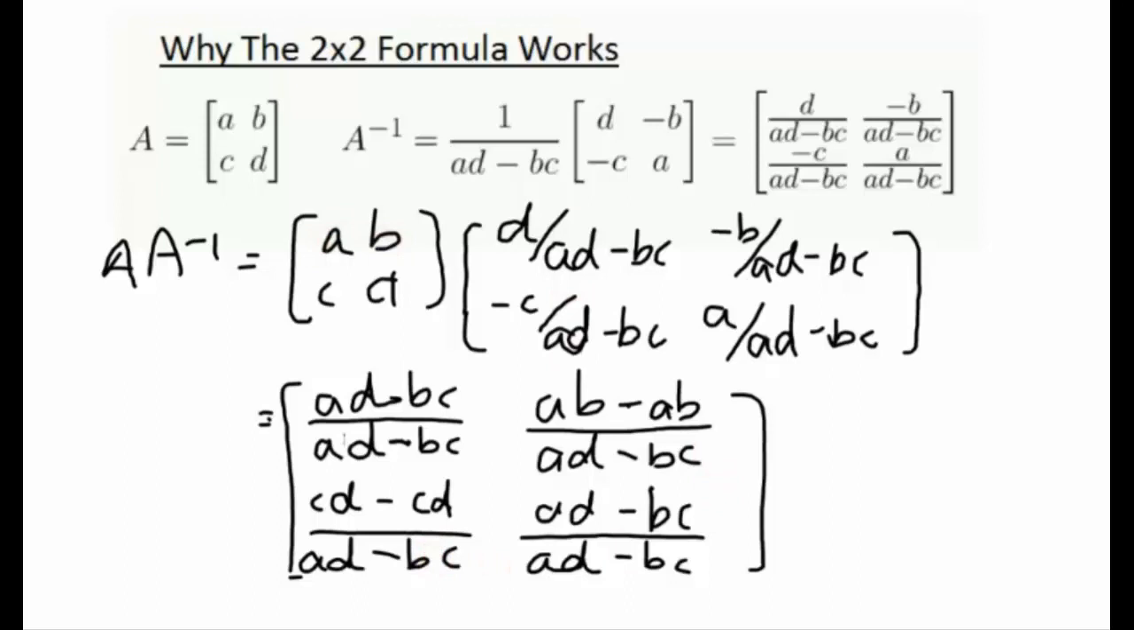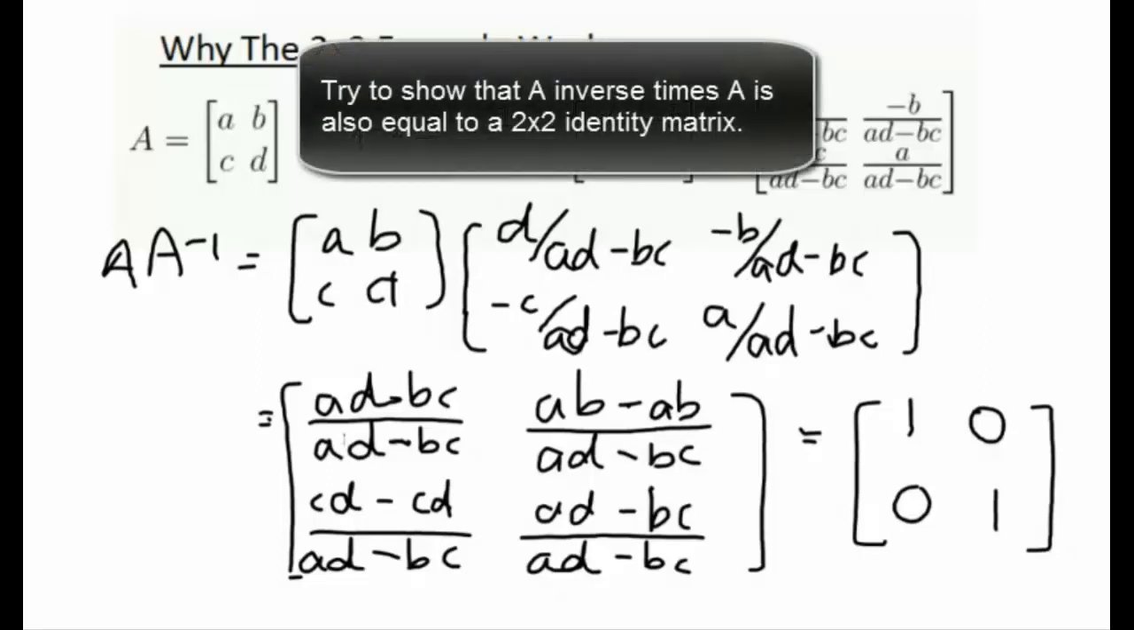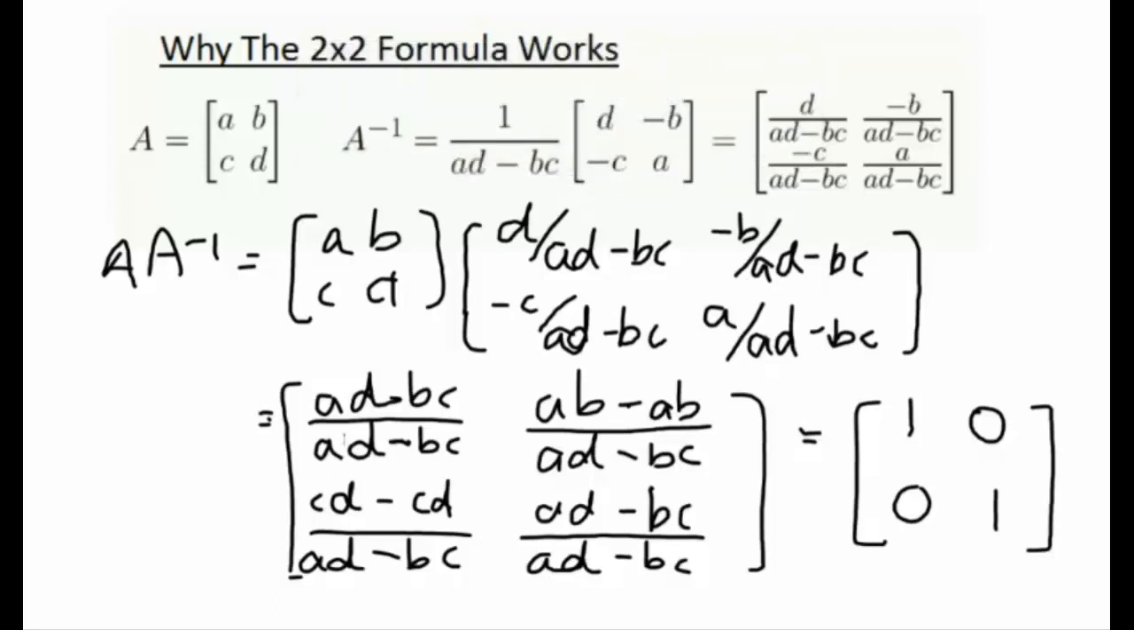when we distribute the rows to the columns. And you'll notice that along the main diagonal, we get AD minus BC divided by AD minus BC. So on the main diagonal, we just get 1s. Off the main diagonal, in the numerators, we're either going to get AB minus AB or CD minus CD. So off the main diagonal, we're going to get zeros. So what we've shown is that A times A inverse is equal to a 2x2 identity matrix. And I'll leave it to you to show that when we go A inverse times A, we also get a 2x2 identity matrix. And this is why the 2x2 formula works.